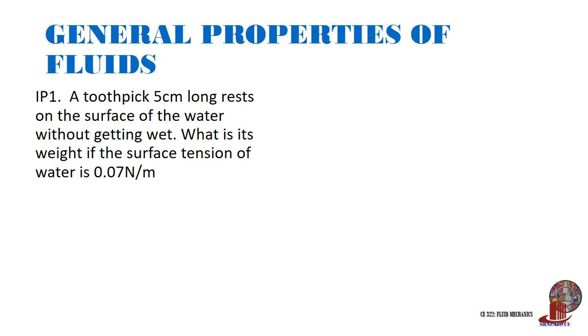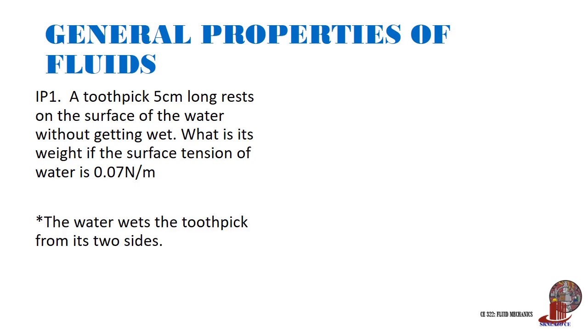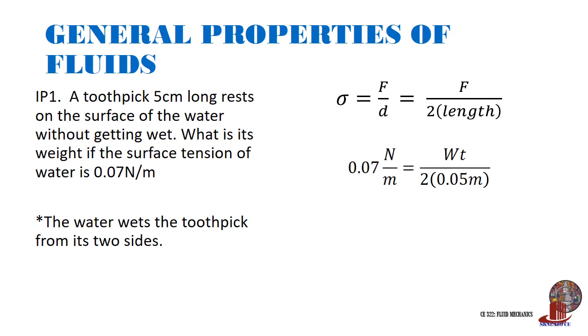Let us check on the first example for surface tension. A toothpick 5 centimeters long rests on the surface of the water without getting wet. What is its weight if the surface tension of water is 0.07 Newton per meter? Let's take note that water wets the toothpick from its two sides. Thus, the formula of sigma is equal to F all over D would turn out as F all over twice the length. Now, if we are going to plug in our values, 0.07 Newton per meter is equal to the weight all over twice of 0.05 meters, which would give us weight is equal to 0.07 newtons.